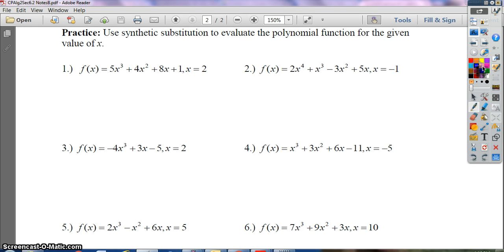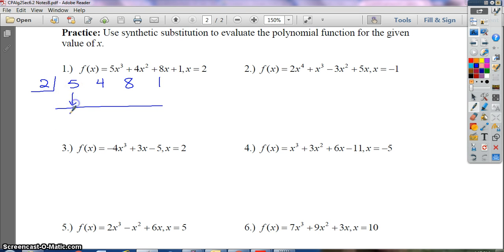When you do synthetic substitution, whatever you're substituting in, which is 2, goes in the top left corner. And being organized is very important. So 2 is in the front corner, and I'm going to follow that by 5, because this is my first number, followed by 4, followed by 8, followed by 1. Now, if they skip a power here, you need to have a 0 in there holding that place value until you get to your next number, all the way down to your constant.